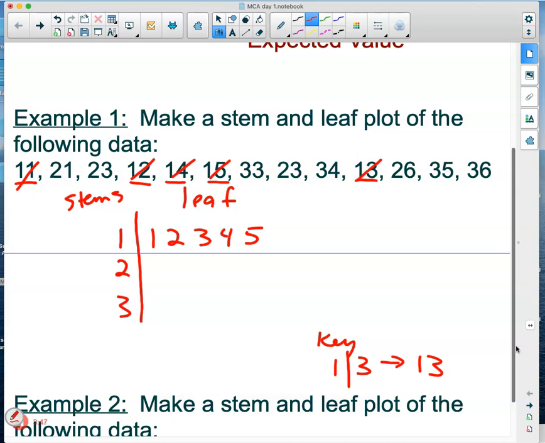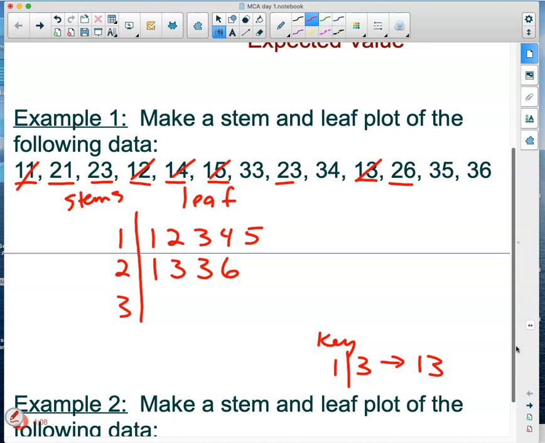And let's go back and look for anything that has a 2. So we have a 21, 23, 23, and 26. So we've got 21, 3, 3, 6. And again, our key would show somebody that that represents the 21, 23, 23, and 26.